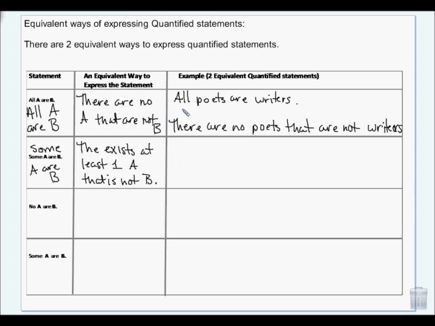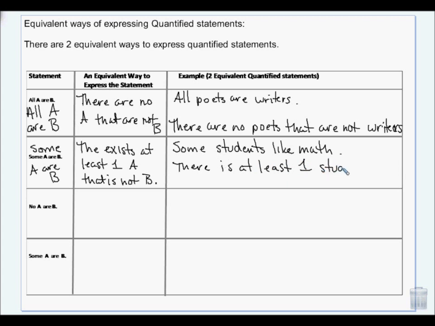Okay, so some students like math. There is at least one student that does not like math, which of course I find incredibly shocking. Okay.